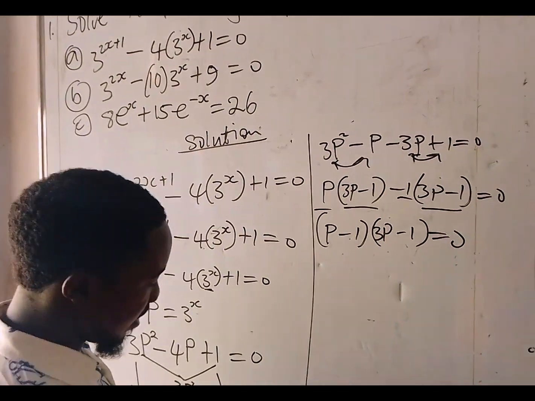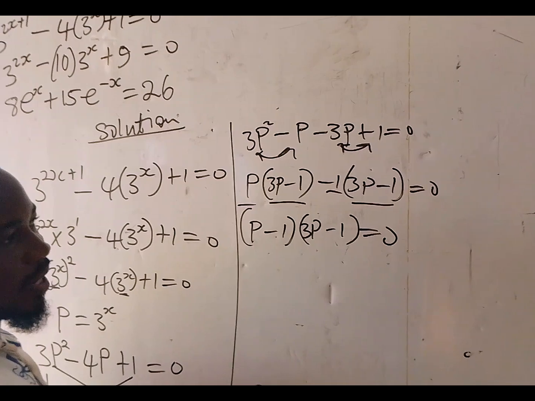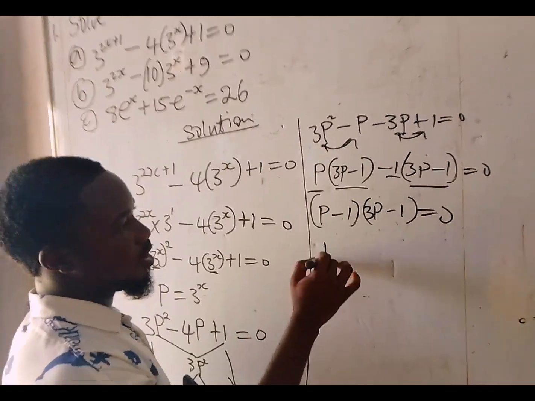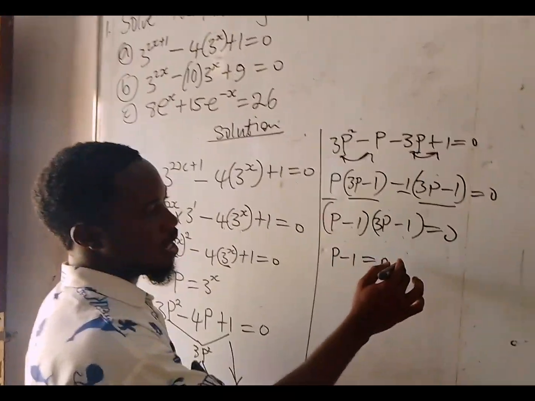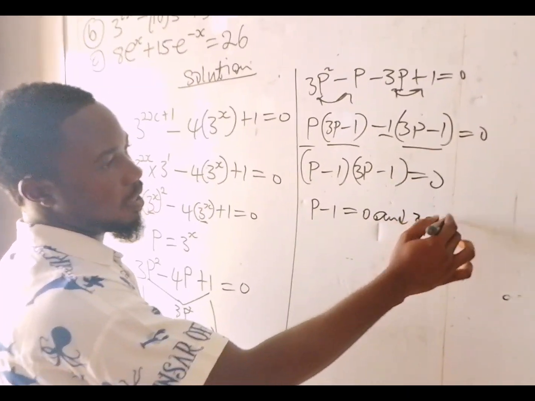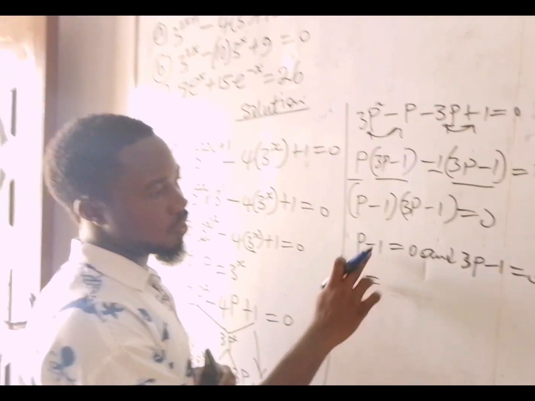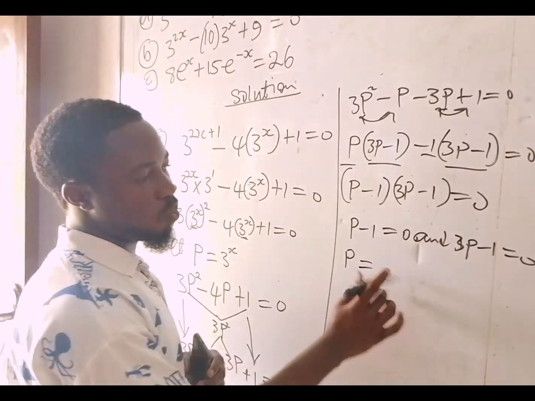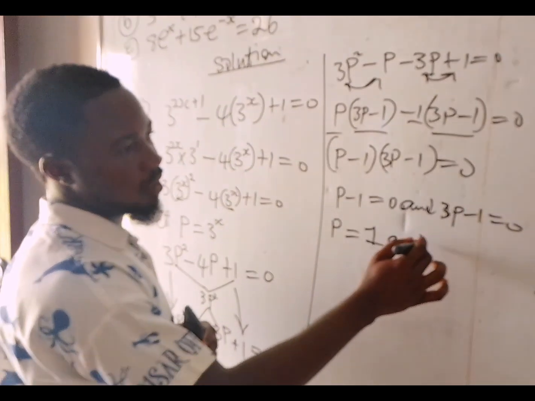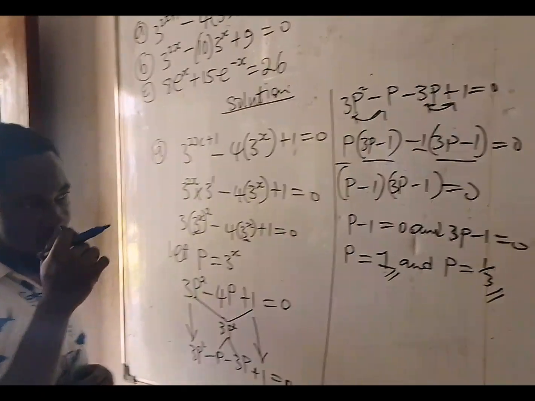Please, we set them to 0. So let's equate the individual brackets to 0. So this is p minus 1 equal to 0 and 3p minus 1 equal to 0. So here we have p is equal to what? p is equal to 1 and p is equal to 1 over 3, right? So these are the values of p.